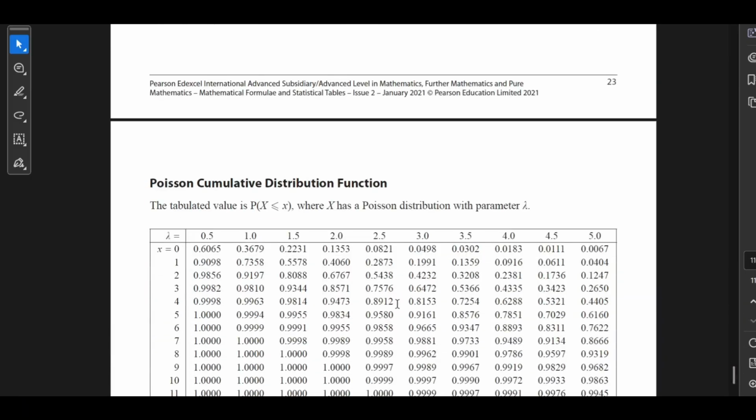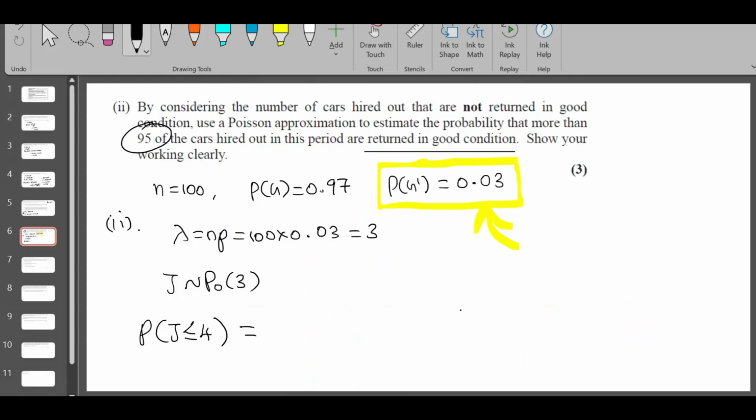So lambda is 3, x is 4, that is 0.8153. That's why you have to read the question carefully. You cannot take this probability and apply Poisson approximation because the probability is not small. So you cannot apply Poisson approximation.